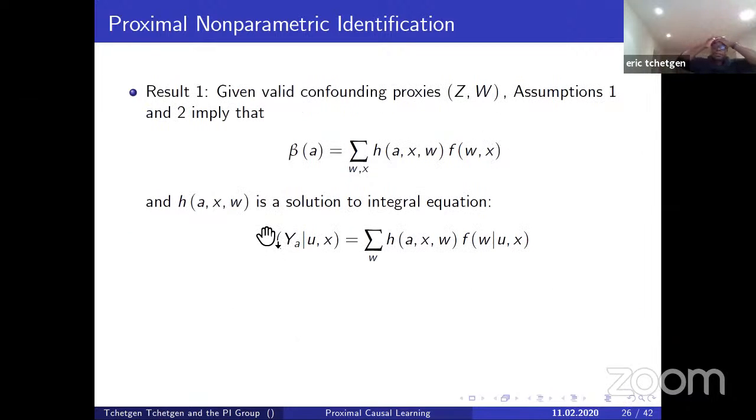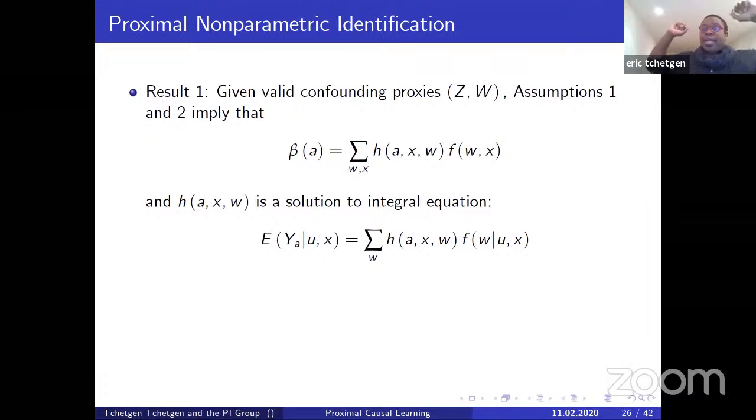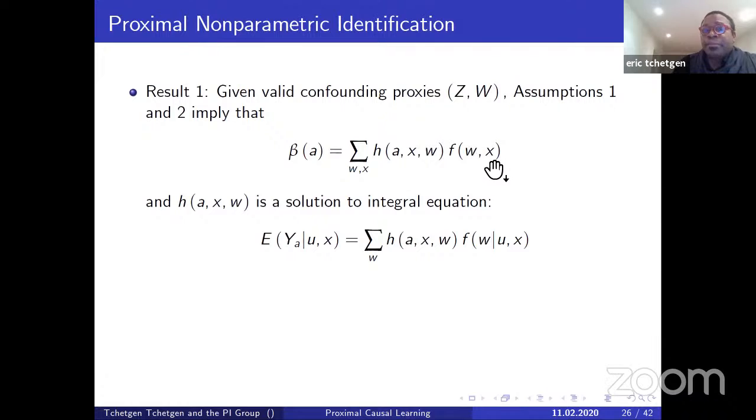So what is our result? Given valid confounding proxies that satisfy the two conditional independencies I stated, that Z is independent of Y given A, X, and U, and that W is independent of A and Z given X and U. Those are the assumptions of what I mean by valid confounding proxies. Assumption 1 and assumption 2 imply that the counterfactual mean, beta A, is identified by the following integral. You take your solution from assumption 1, which need not be unique, any solution, and you marginalize over W and X. So that's our first result. That point identifies beta A nonparametrically.